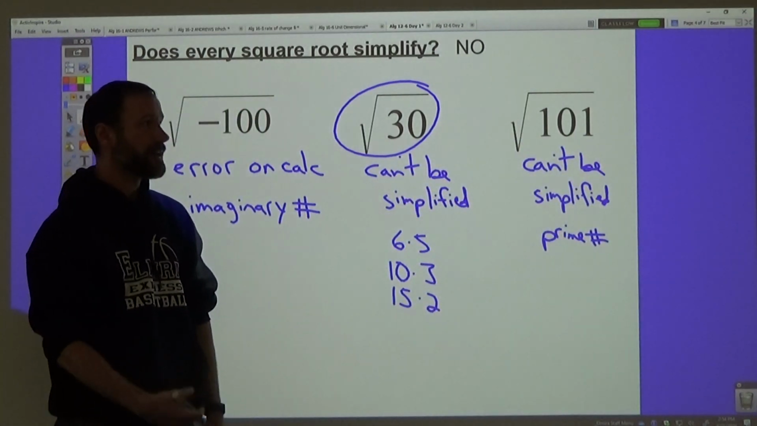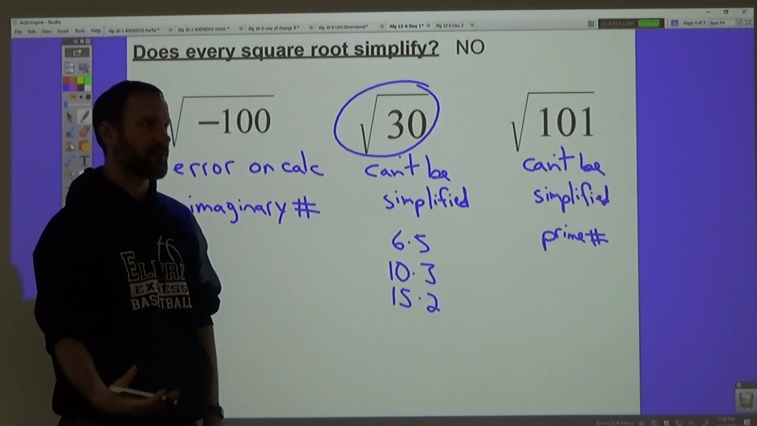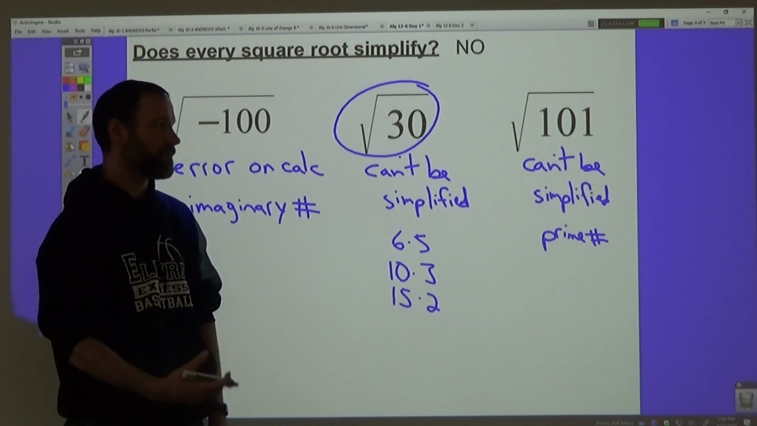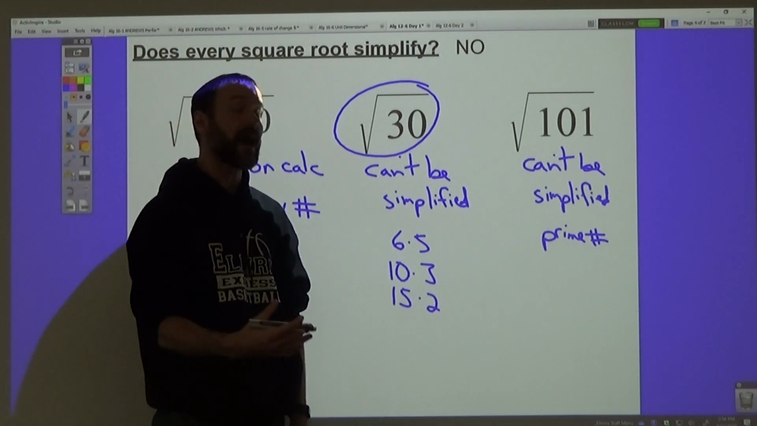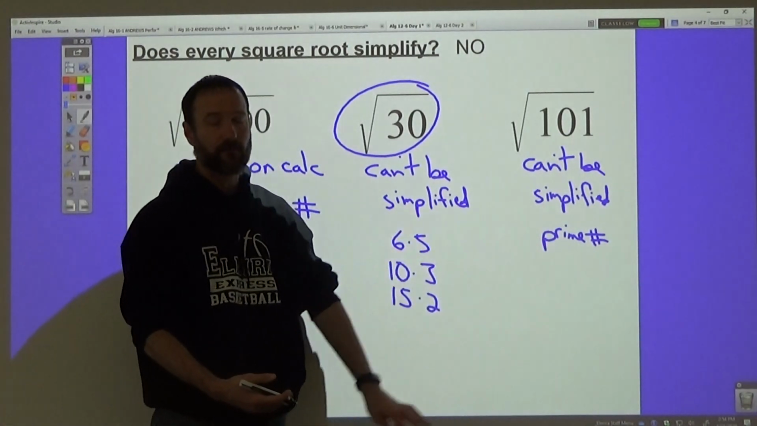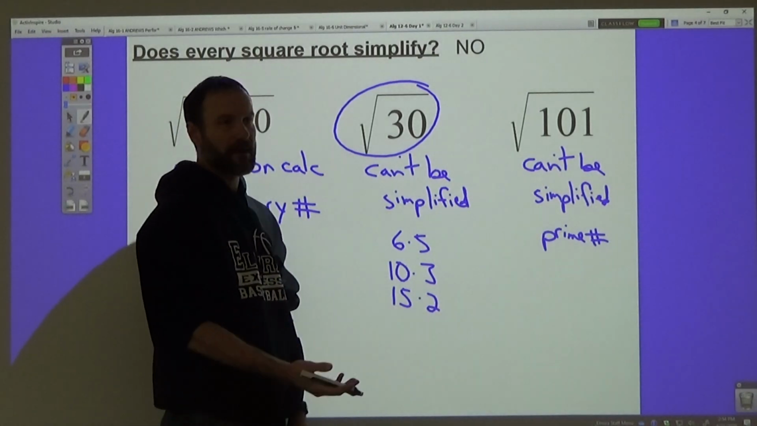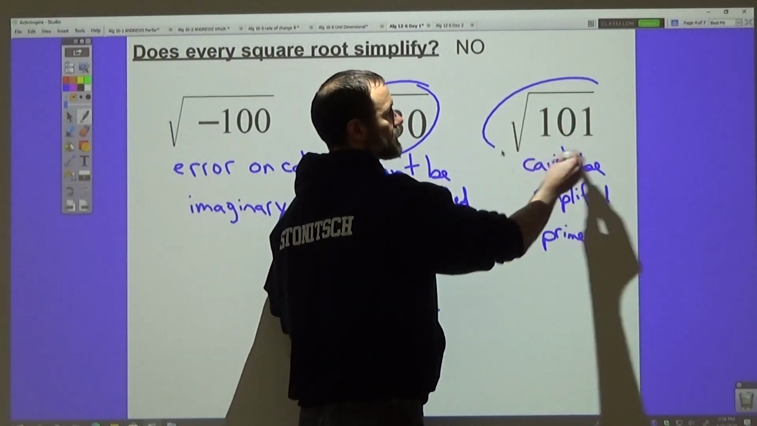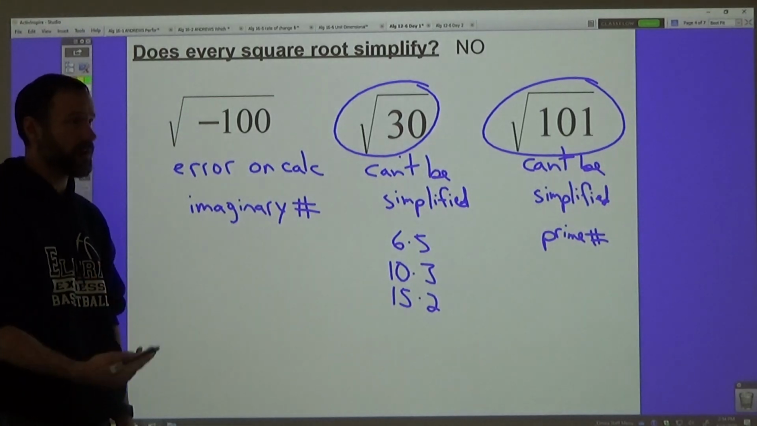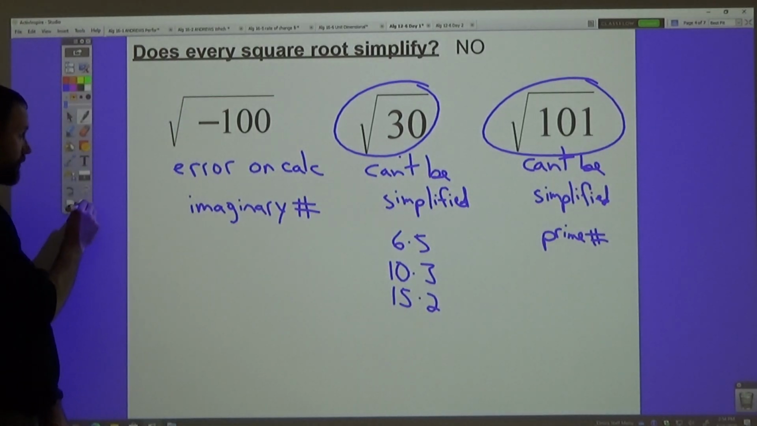101, for example. You can't get anything that is 101. What times what is 101 besides 101 times 1? It is what's called a prime number. Prime numbers can't be simplified, so in simplest radical form, it's just radical 101, or the square root of 101.